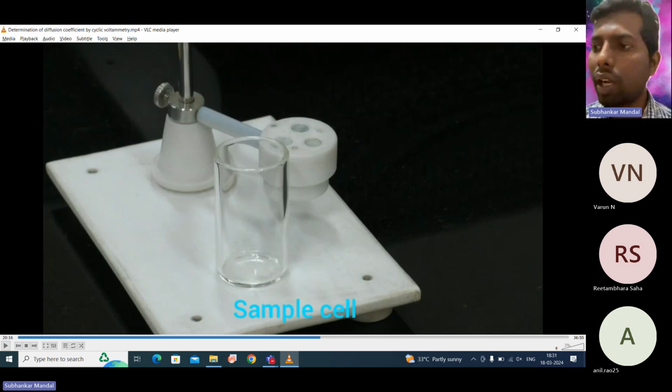That is for gas purging. Suppose you want to work in inert conditions, or suppose oxygen is dissolved in your sample, then that oxygen can affect your redox couple. So for this, people purge the solution with an inert gas like nitrogen or argon, so that the redox couple of the compound will not be affected by the oxygen. For that, these two holes are there, one for in and the other for out. Okay.